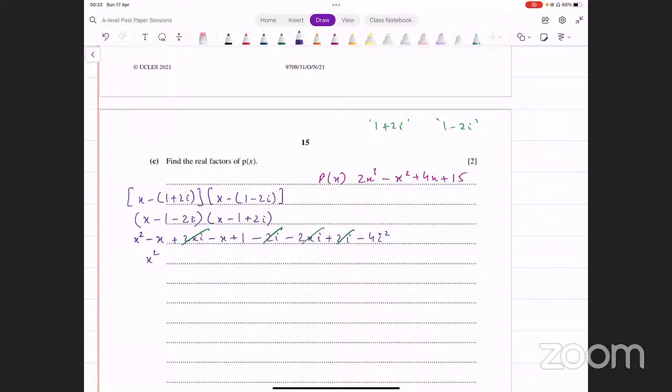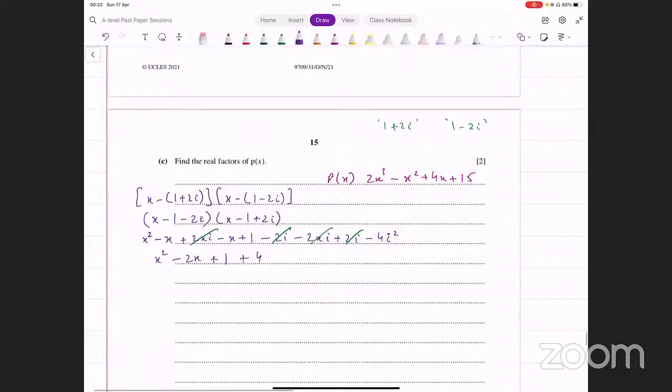What are we left with? x square minus this x and this x, that becomes minus 2x, and then plus 1 and minus 4 iota square. Minus 4 iota square क्या बन जाएगा? Plus 4, and that is x square minus 2x plus 5. एक आपके पास ये फैक्टर आ गया इसका. ठीक है, this is one real factor.